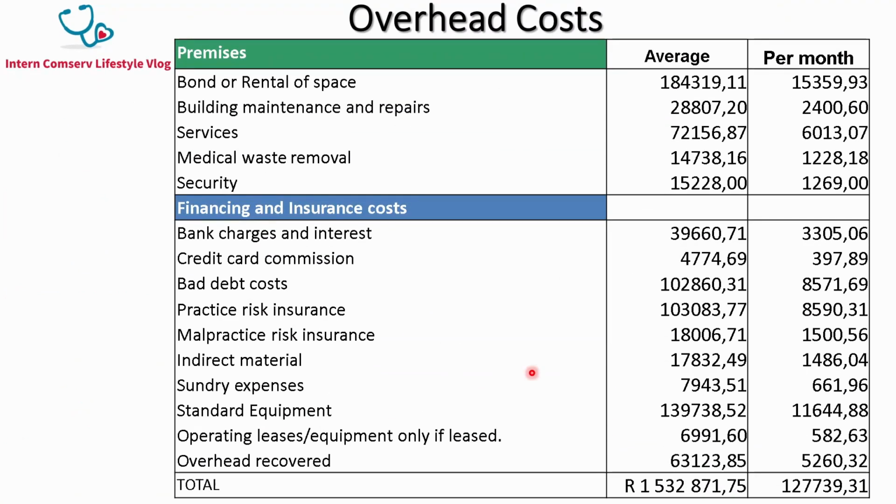Next, we look at the premises. So a bond or rental space, on average, doctors spend about 184,319 rands. Per month, this is 15,359. The building maintenance repairs, 28,000, so that's 2,400 per month.